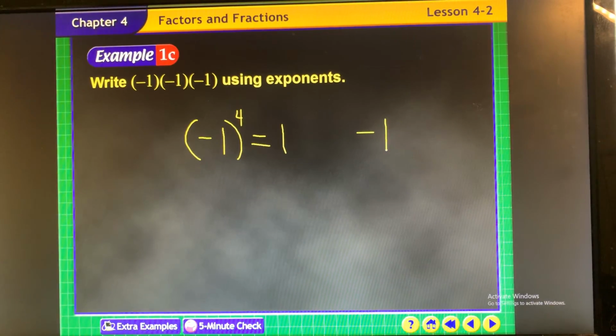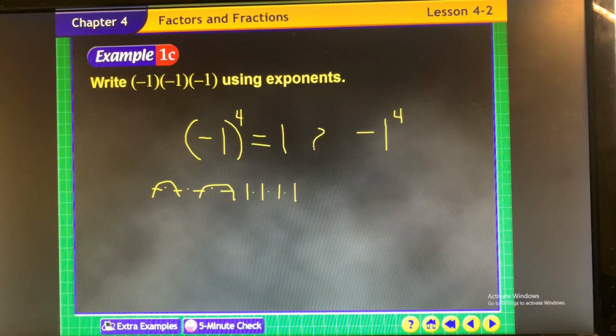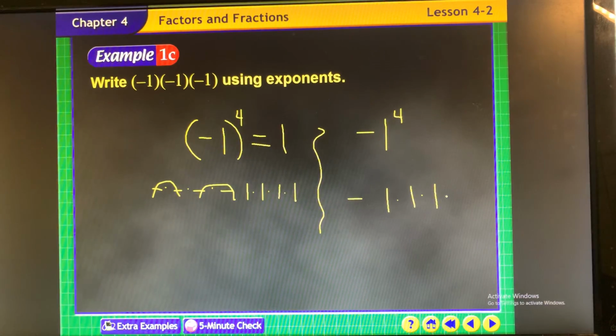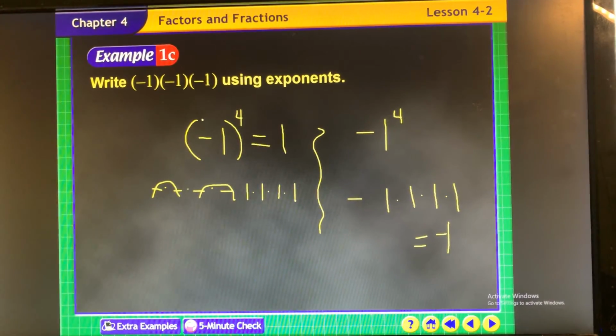So I have 2 sets of negatives, so my answer would be 1. But if I had -1 to the 4th power, notice the difference, the quantity of -1 to the 4th power versus -1 to the 4th power. Here, I'm putting everything to the 4th power. That means I have 4 negatives that are being multiplied, and I have 4 ones being multiplied. Every 2 negatives make a positive, ends up being 1. This one is saying I have a negative and then I have 4 ones. That ends up equaling a -1. So it really makes a difference when the parentheses are on, so make sure you keep them on.